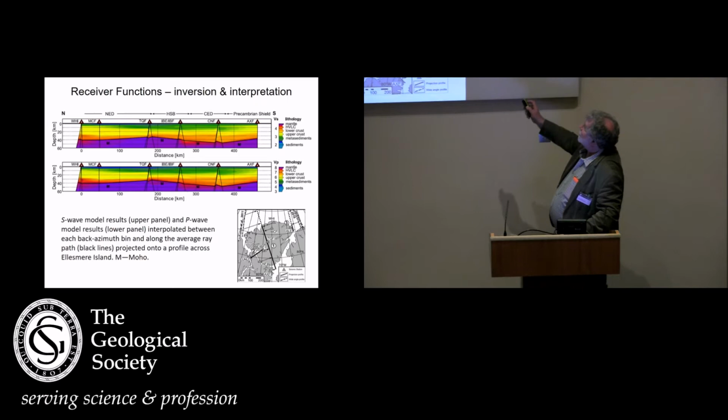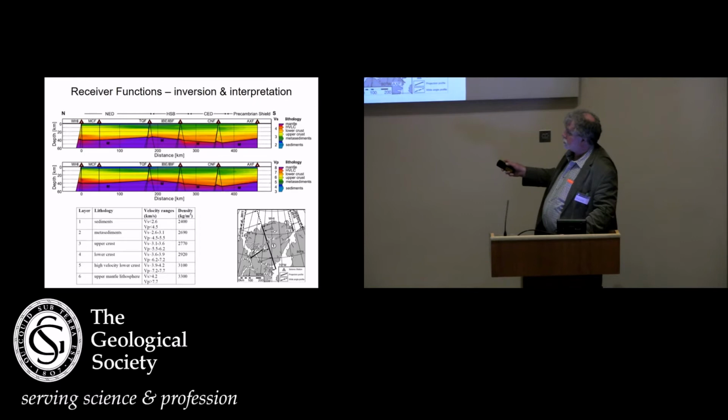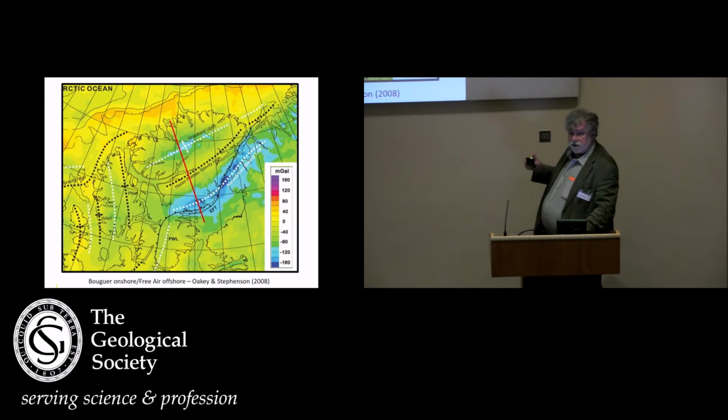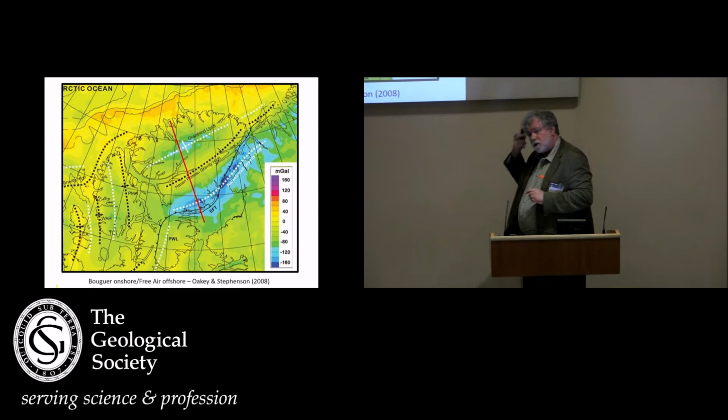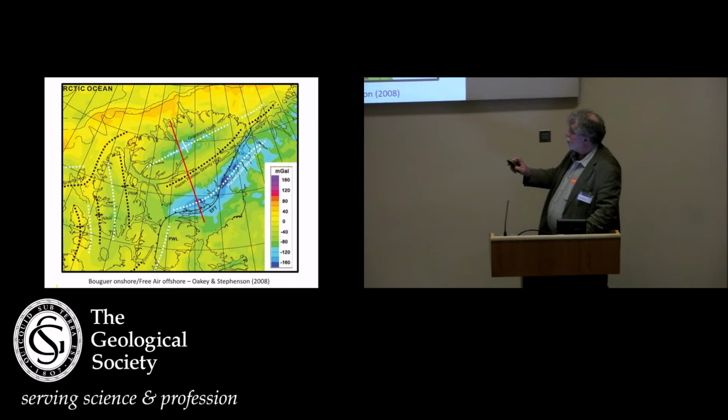This is the same picture, except that since we have some VP and VS information from the inversion, we assign densities to it. Now I'm going to show you the crustal structure model. Basically, it's going to be a gravity model, but using that receiver function constrained velocity model converted to densities to provide a starting model. These are the gravity data, and that's where the profile is going to be. The gravity field is quite simple.